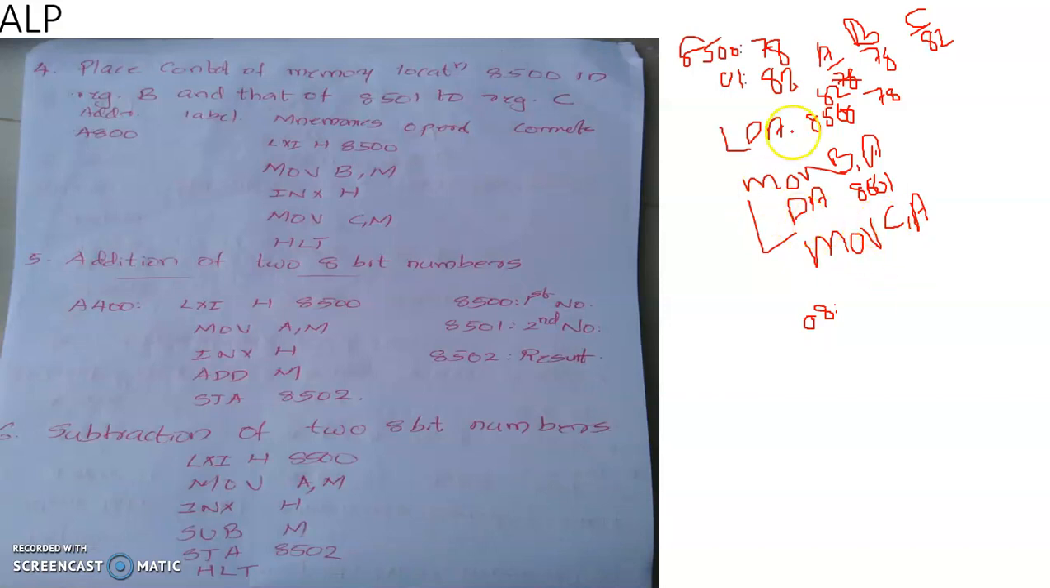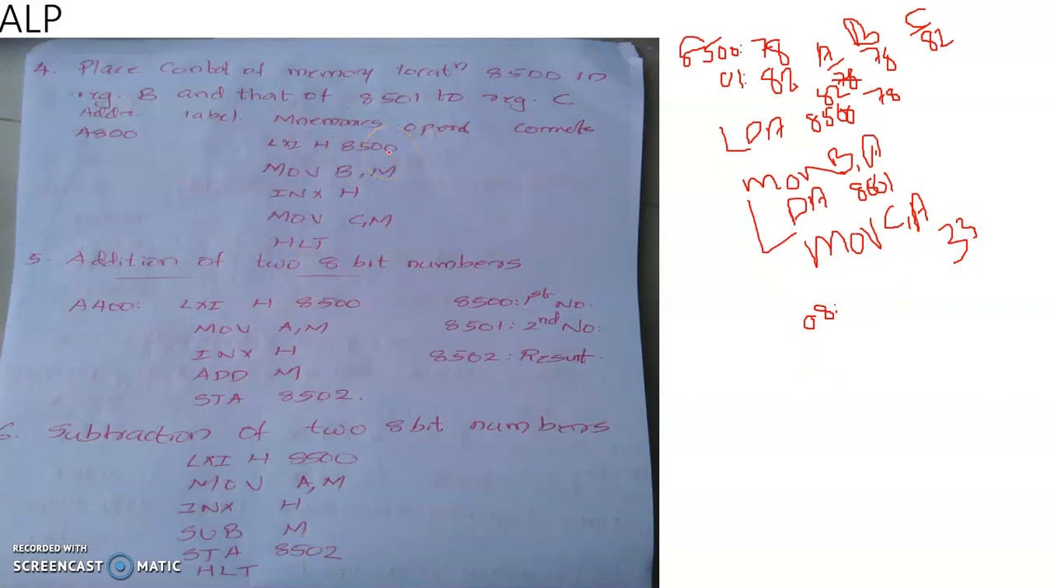And T states also you can count. LDA 8500 takes 13 T states, then 4, 10, 4, 5, in total 33 T states is what this program takes. Now we do the same in a different manner.